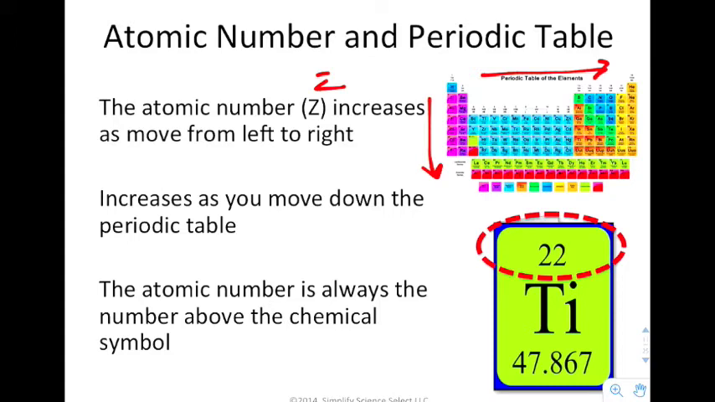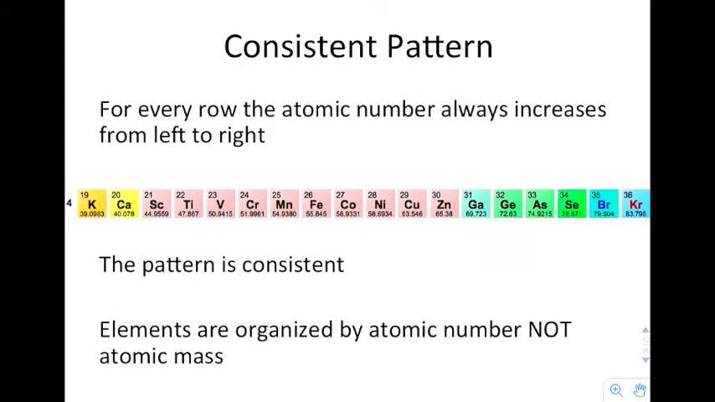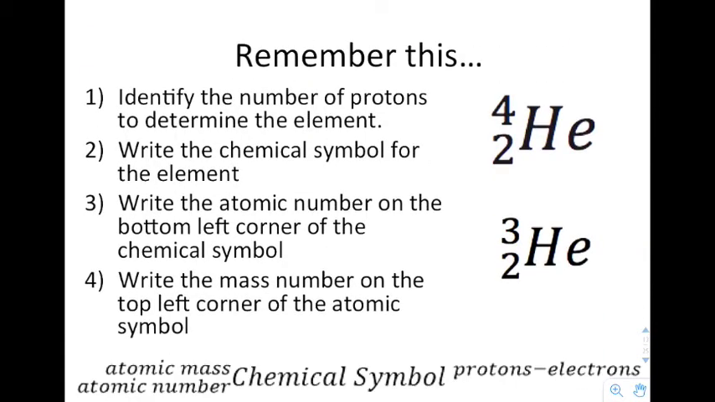The atomic number is not an average because every single atom of titanium will have 22. And what you see right here is it's always written above the chemical symbol on a periodic table. There is a consistent pattern as you move from left to right. You go 19, 20, 21, 22, and so on all the way across to 36. So elements are organized by atomic number, not by atomic mass.